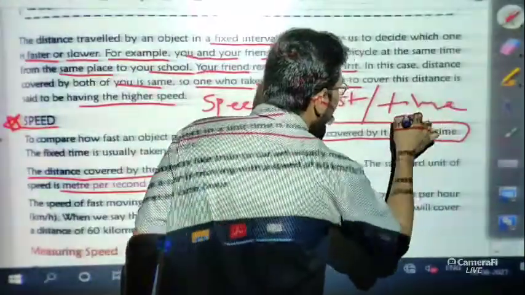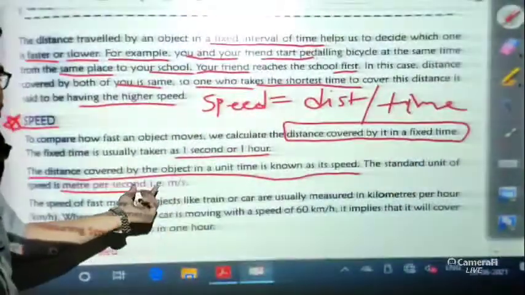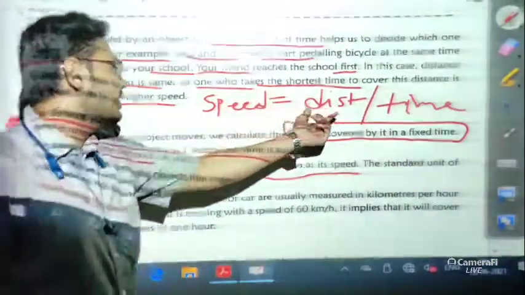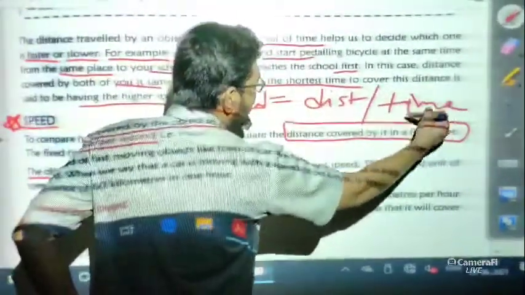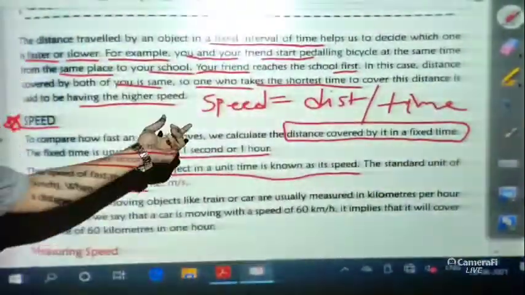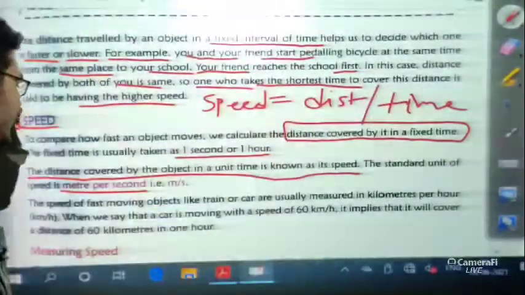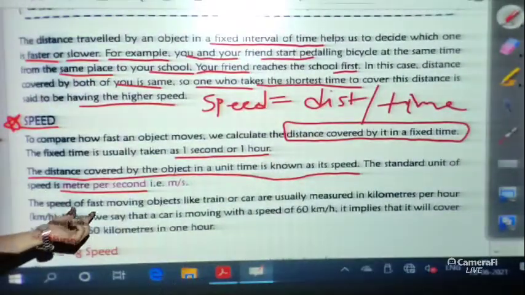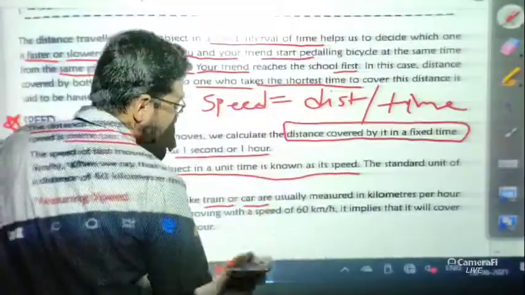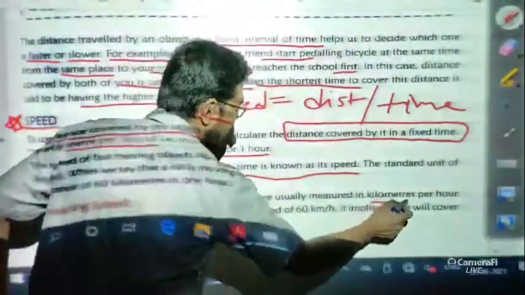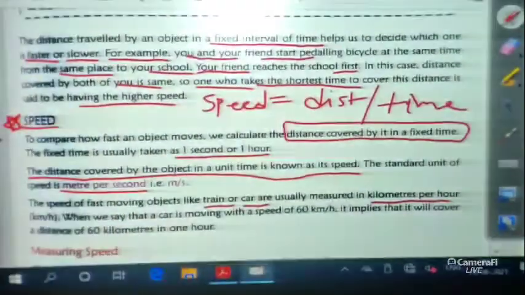So what is the unit of distance? Definitely, in SI the unit of distance is meter, and in SI the unit of time is second. So what will be the unit of speed? Meter per second, definitely. The speed of fast moving objects like a train or car is usually measured in kilometer per hour. So moving vehicles measure their speed in kilometer per hour.